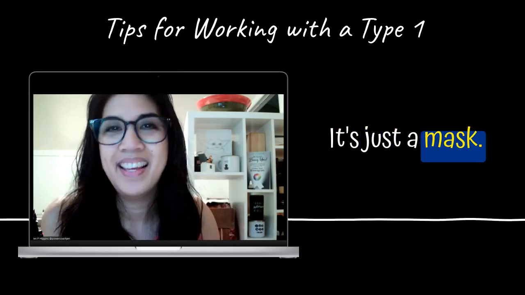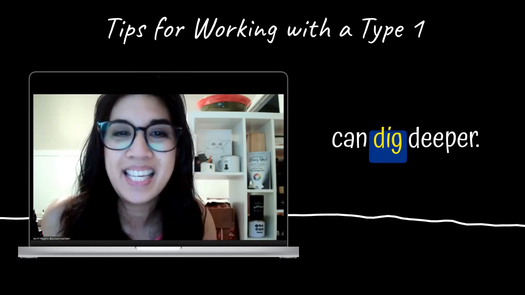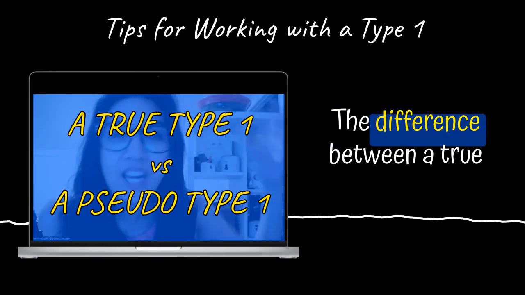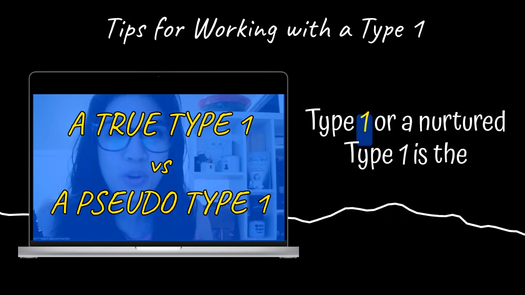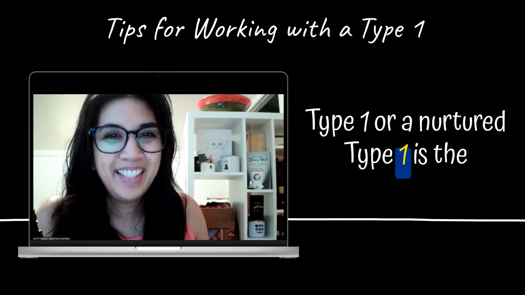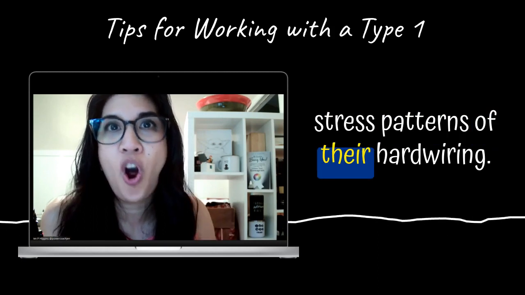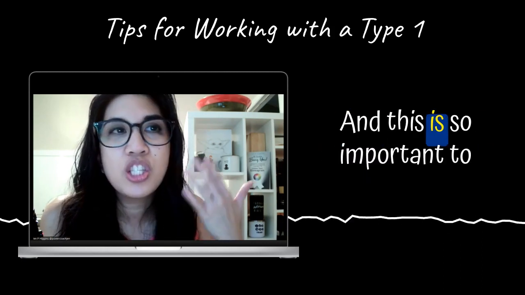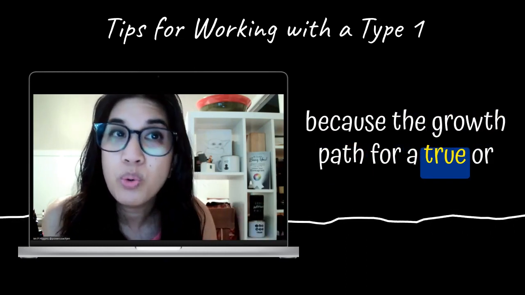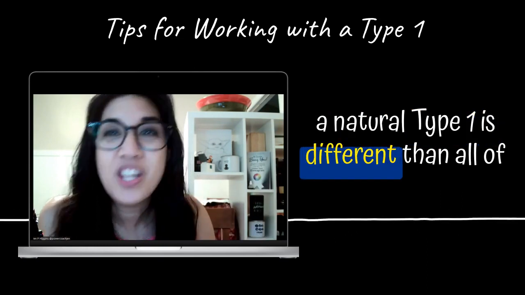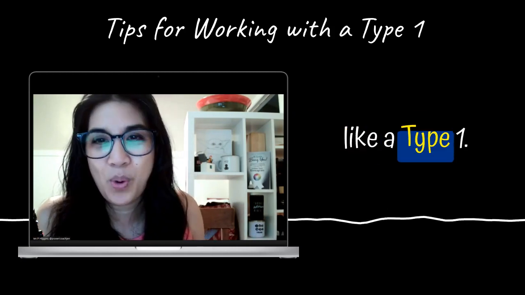It's just a mask. And as a coach, you're going to help them explore that mask and be comfortable taking it off so they can dig deeper. The difference between a true type 1 or a natural type 1 and a pseudo type 1 or a nurtured type 1 is the core motivations and the default stress patterns of their hard wiring. And this is so important to be able to make the distinction because the growth path for a true or a natural type 1 is different than all of the other types that are just behaving like a type 1.